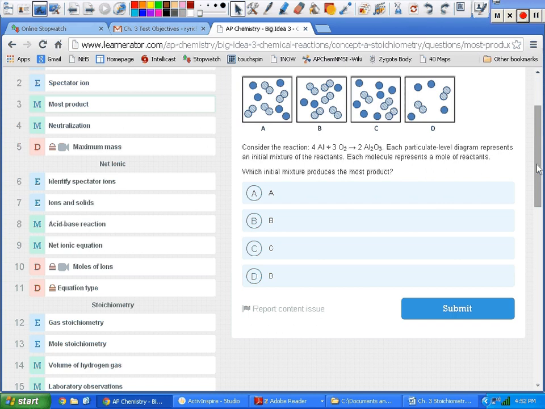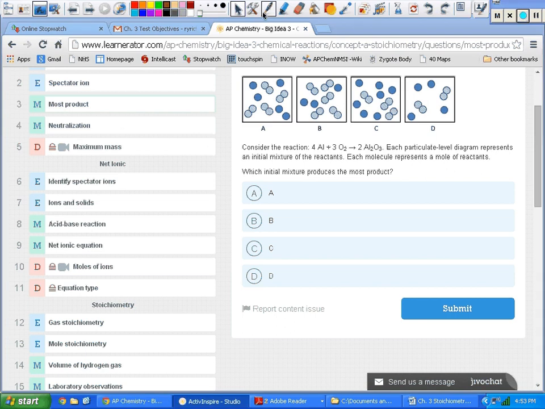Each particulate level diagram represents an initial. What does it mean by initial? It's the very beginning. It's your reactants. Each molecule represents a mole of reactants. That's very important. So for every 1 blue dot, that's 1 aluminum. How did I know that the dark blue was aluminum and not the 2 lighter blues? Do you see that? The oxygen's diatomic. There's going to be 2 little dots stuck together.